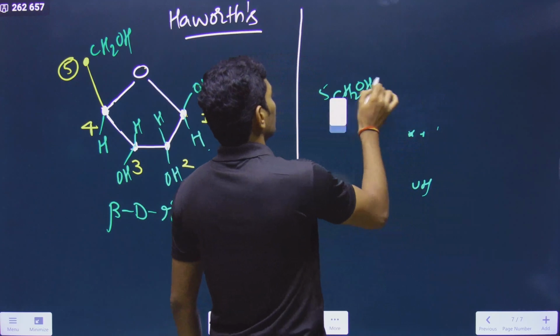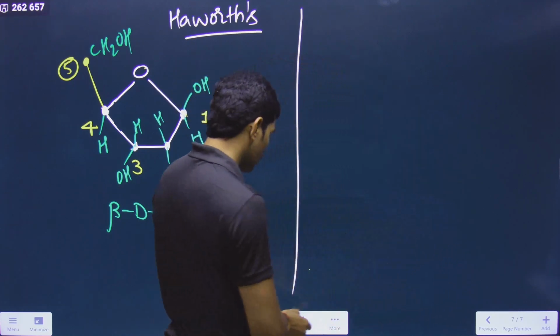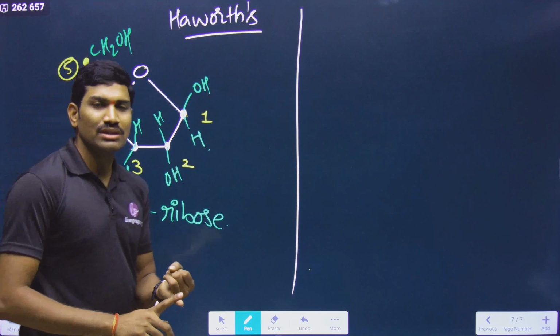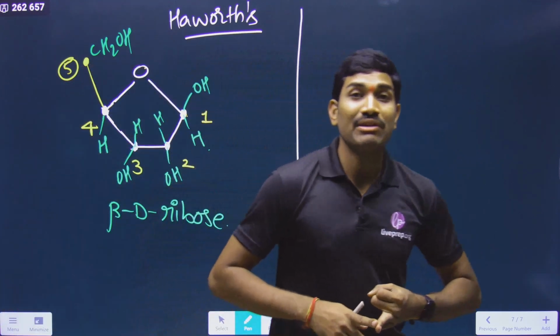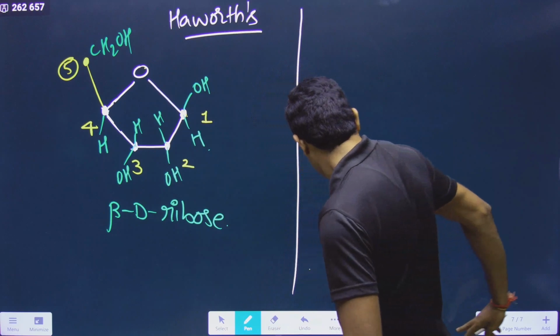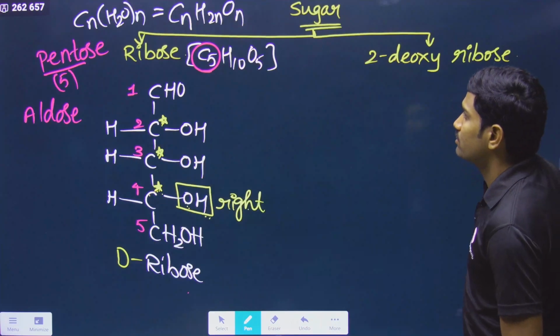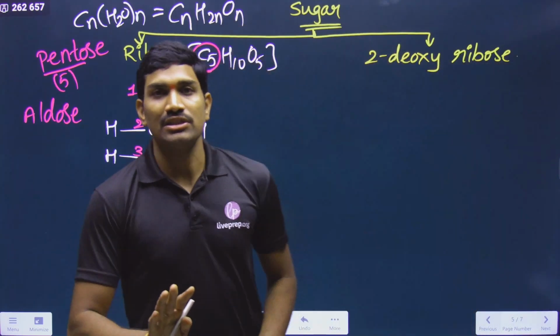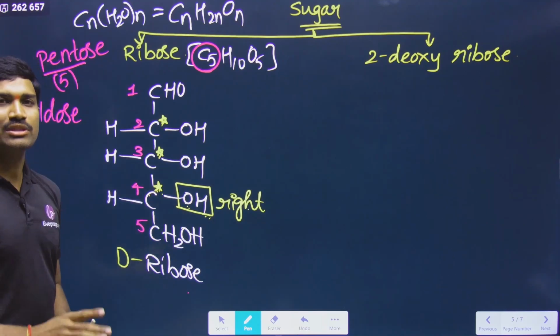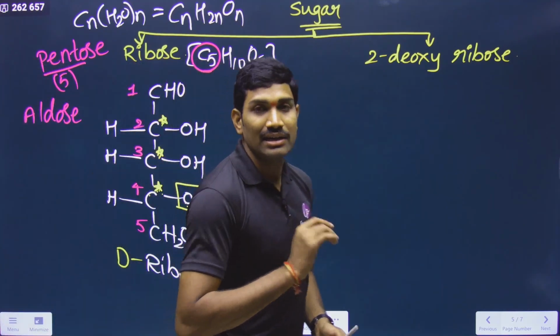Okay. So this is about the ribose sugar. Simply it is about the structure. It is a 5 carbon containing sugar, that's why pentose sugar, and it is having an aldehyde group, that's why it is called an aldose sugar, and its chemical formula is C5H10O5. Clear. With this, ribose sugar is completed, and this ribose sugar is present only in RNA, not in DNA.